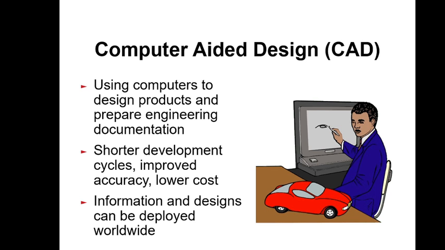Of course, this will help in a shorter development cycle, improved accuracy, and lower cost. The accuracy here will be higher. Why? Because there is no human intervention. It's computers doing the work. That's why it will be more efficient. That's why we said lower cost, and the accuracy will be high. So the quality at the end will also be high.